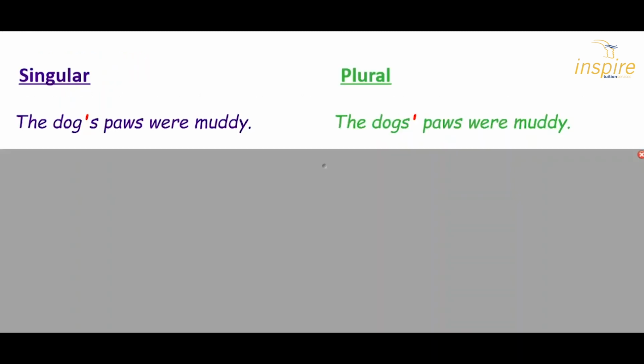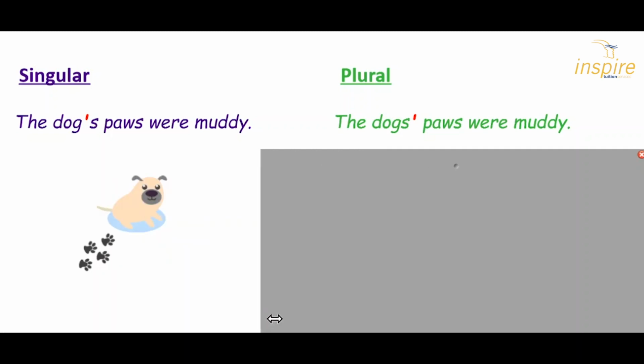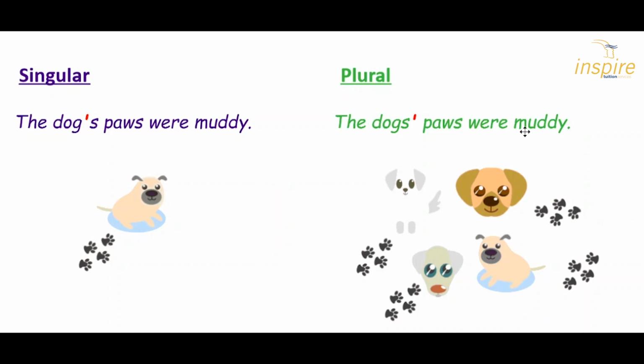In these examples, the sentence is almost the same. The dog's paws were muddy. The dogs' paws were muddy. But the apostrophe helps us to understand if there's one dog or more than one dog. So here we have the dog's paws were muddy. There's only one dog with muddy paws. On this one, the dogs' paws were muddy. There's lots of dogs and they all had muddy paws.